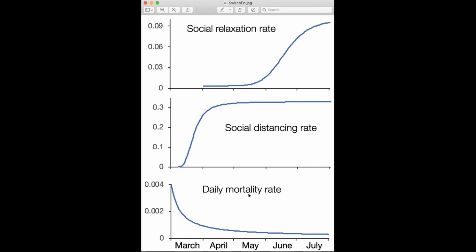The daily mortality rate starts out at the beginning of March at 0.04 and drops precipitously so that by the end of April, it's approaching a very low level. This is likely due to the fact that the medical establishment has become much better at coping with the most severe cases of COVID-19 that are being admitted to the hospitals.